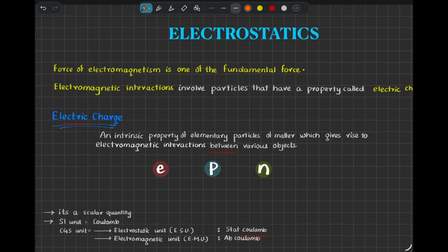In today's video, we'll start a chapter called Electrostatics. We'll start to build the ideas of charge and Coulomb's law from first principles and see how it appears in problems here. So let's start.